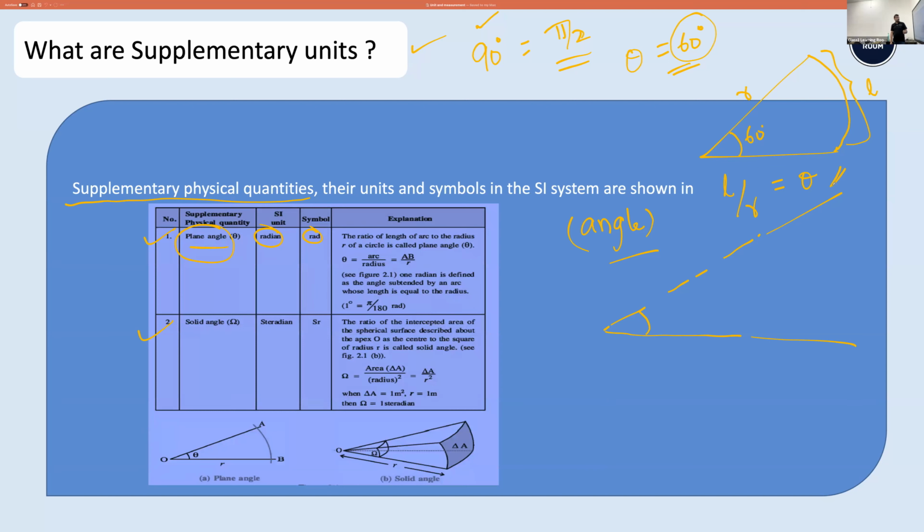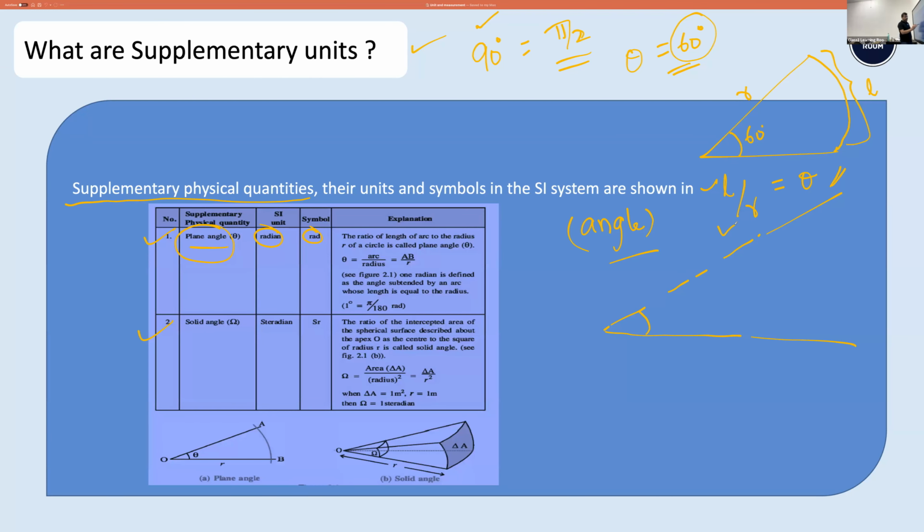Why we use radian instead of degree is because if you want to measure something in terms of degree, you need a protractor, and you will not always have a protractor in hand. But to measure something in terms of radian, all you need is a small thread, because it gives you the relation. Observe, nowhere are the angles involved. It is basically a ratio of a length and a length. That is why it is easy to measure angle in terms of radian. That is why we have another unit, called the supplementary unit. Are you able to understand?